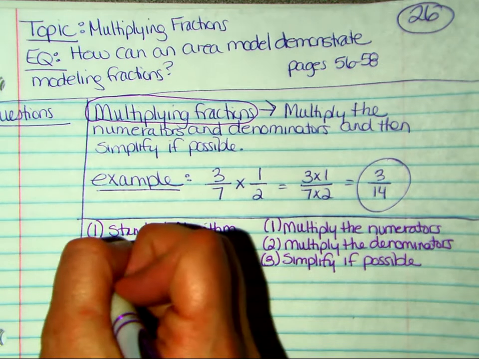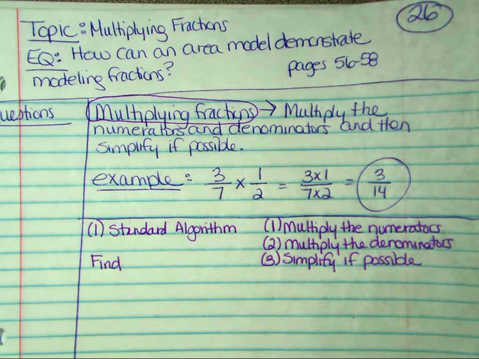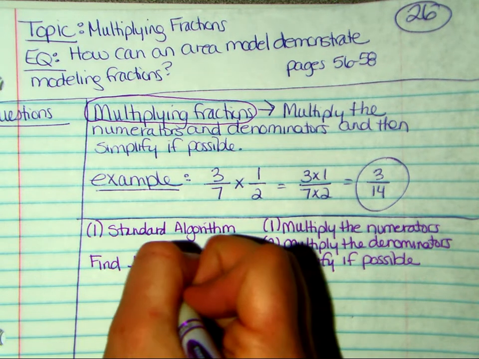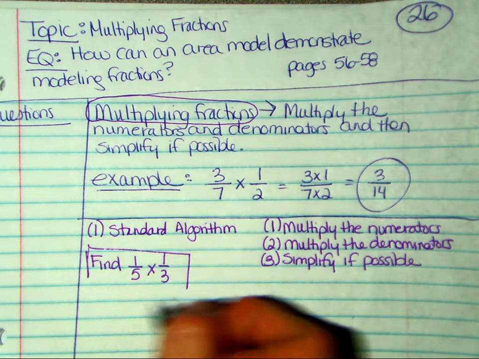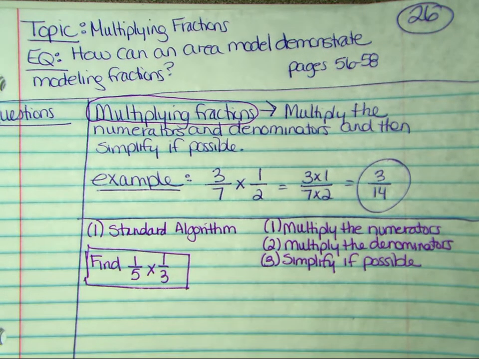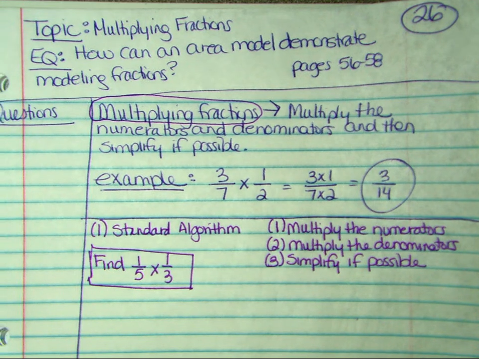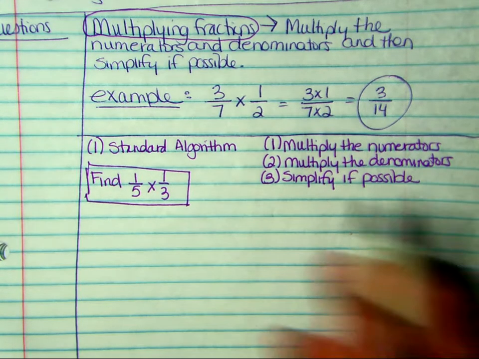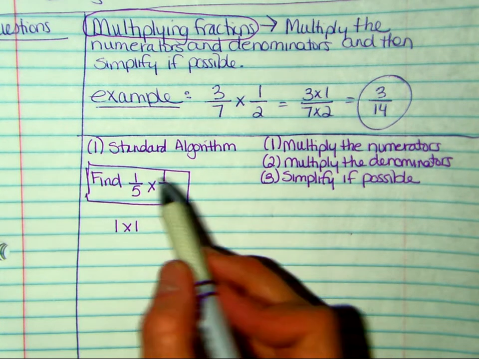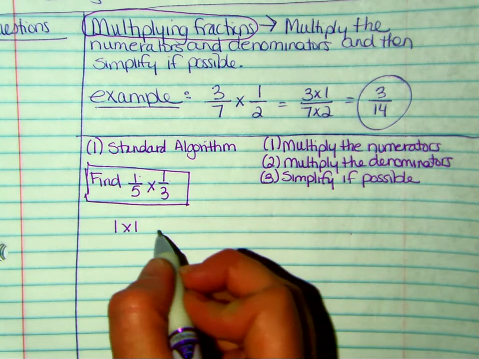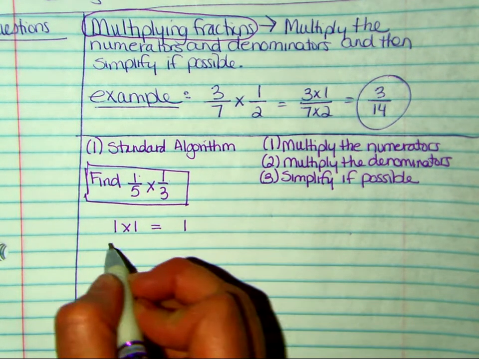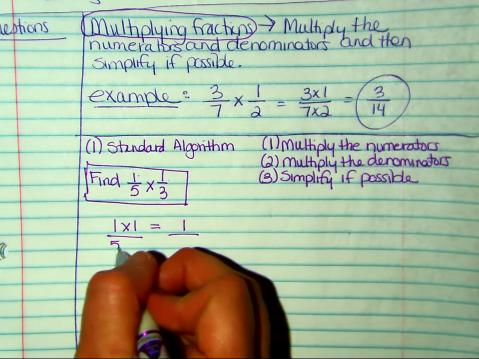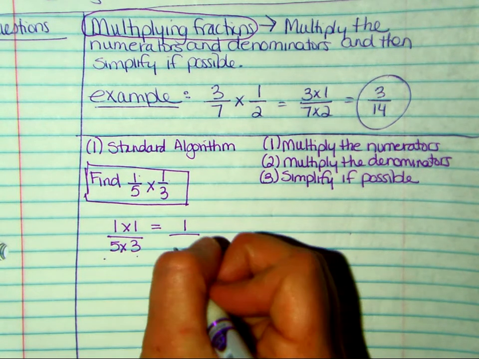So for an example for this one, I'm going to write find 1/5 times 1/3. A very simple fraction. I'm going to box it because it's our question. I'm going to slow this down a little bit. Like I said, we multiply the numerators, so we're going to do 1 times 1, the numerator times the numerator. And 1 times 1 equals 1 over, multiply the denominators, 5 times 3. 5 times 3 is 15.